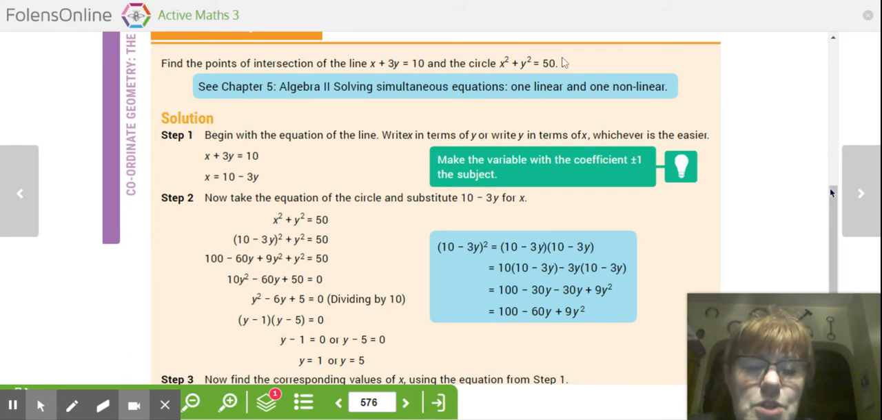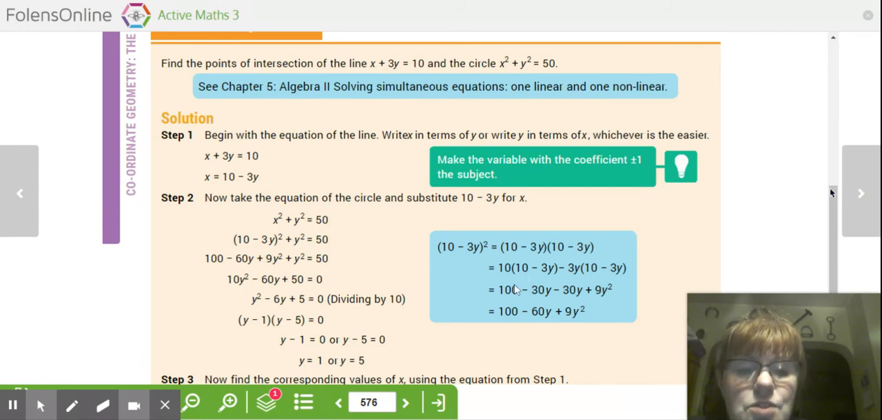Okay, now what I'm going to do is look at this here, and I will now put in 10 minus 3y instead of x. So this now becomes 10 minus 3y all squared plus y squared equals 50. That 10 minus 3y all squared, remember squared means you write down your brackets twice. You multiply, split the first bracket, double the second bracket, expand it.